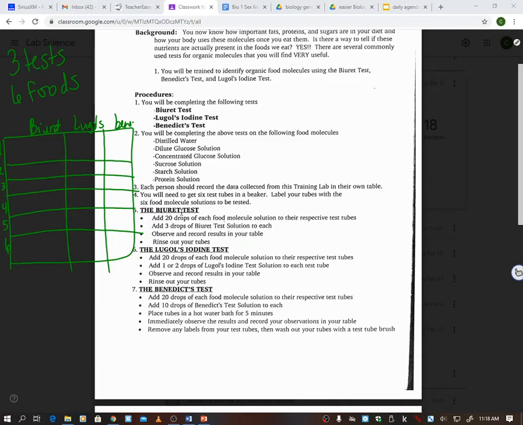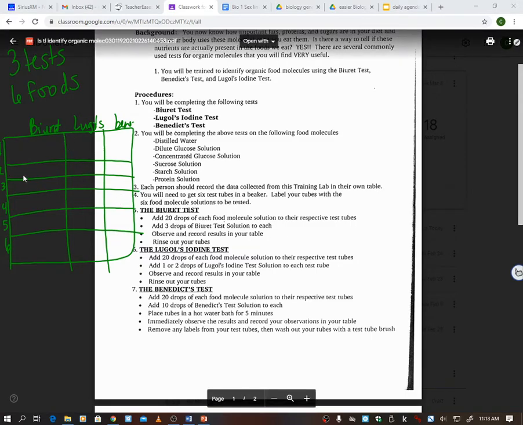For the Biuret test, we're going to add 20 drops of each food molecule solution to their respective test tubes. Then you're going to add 3 drops of this Biuret test solution. We're going to observe and record the results in our table. So we want to make sure this table is large enough, because I don't know yet, and I'm not going to tell you guys if you're going to have to write a lot or not. So you might give yourself enough room if you need to write down stuff in there.